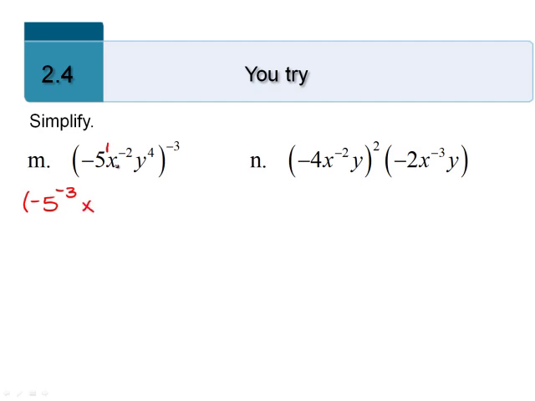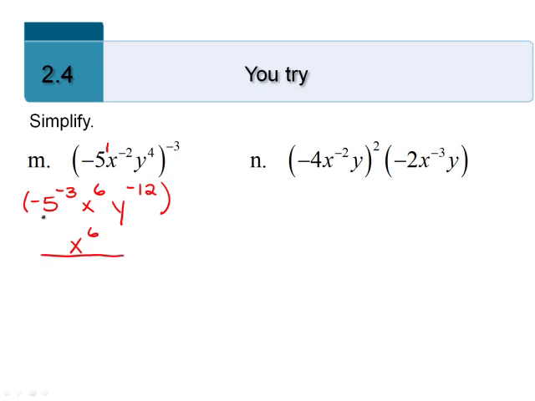Now on the x, I'm doing negative 2 times negative 3. That would be positive 6. And on the y, 4 times negative 3 is negative 12. Now, if you do it like this, then it's so easy to see what goes where. Because you've got three bases here, and on top, look at the exponents. We've got a negative 3, a 6, and a negative 12. Well, anything with a positive exponent stays up top. Anything with a negative has to go to the bottom. So the only thing staying on top is x to the 6.